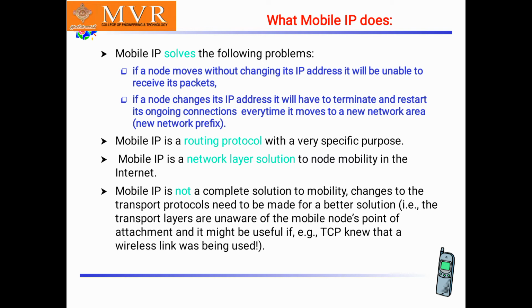Mobile IP is a routing protocol with a very specific purpose, and it is a network layer solution to node mobility in the internet. Mobile IP is not a complete solution to mobility. Changes to the transport protocol need to be made for a better solution. That is, the transport layers are unaware of the mobile node's point of attachment, and it might be useful for TCP to know, for example, that a wireless link is being used.